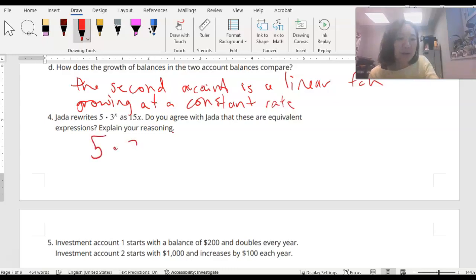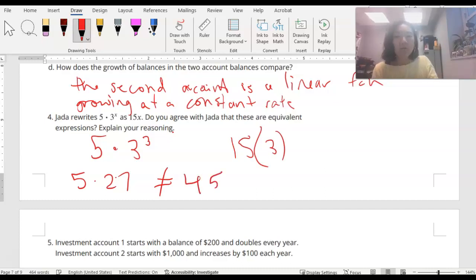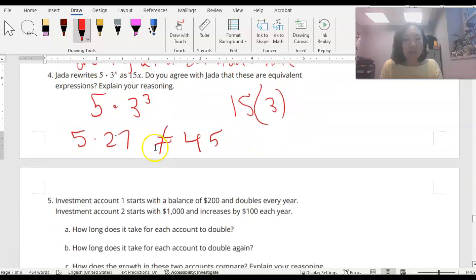So if we do 5 times 3 to the third power, is that the same as 15 times 3? Well, here we would get 3 times 3 is 9 times 3 is 27. So 5 times 27 does not equal 45, right? So you can show this through putting in actual values for x that this will not work.